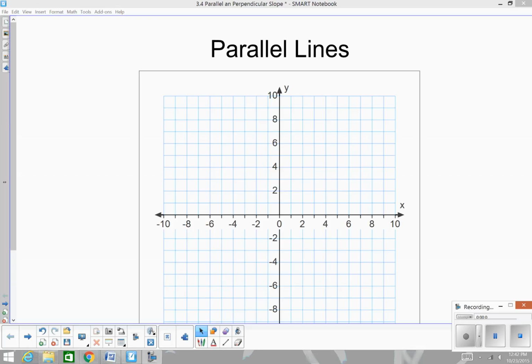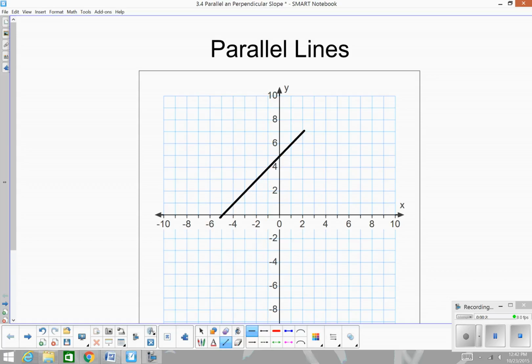All right, welcome back. Today we're going to be talking about a review and some stuff that we were doing last section with the activity with parallel and perpendicular lines. But now we're going to look at not only just the graph but the equations and kind of an extension of last section.